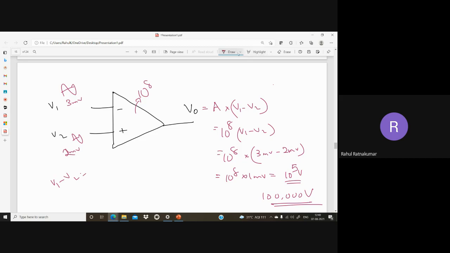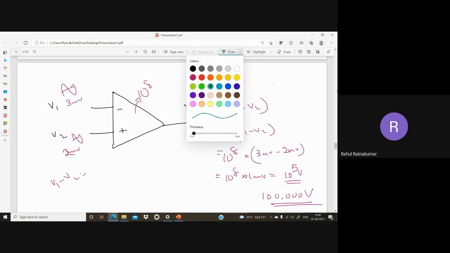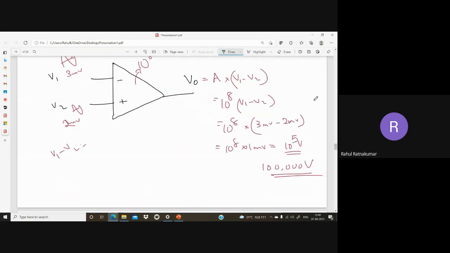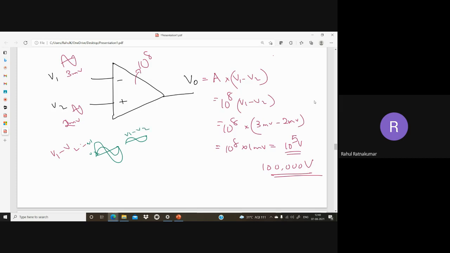What will be the waveform of V1 minus V2? This is V1, this is V2. V1 minus V2 will be like this, simple subtraction. This is V1, this is V2, and this is V1 minus V2. And the output amplitude we got is 10 lakh. So that means the waveform will be of very high amplitude.